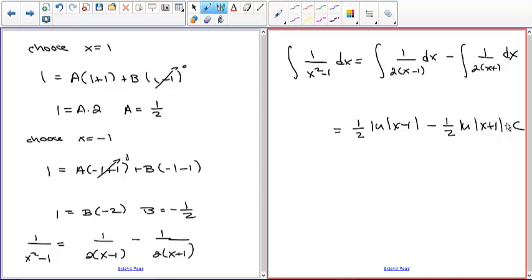So I took an integral which I did know how to do using trig substitution, but I can break it up into two simple integrals, and I get the answer. So that's the whole concept behind partial fractions, and we will continue with that after the break.